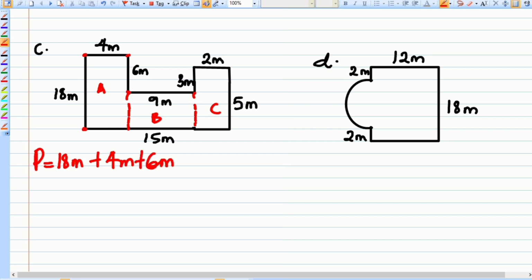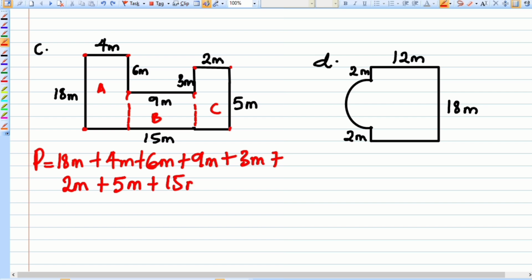We go down to what? 6 meter. From 6 to this point, you see it was clearly given as 9, right? So we're going to add our 9 meter. Plus from 9 we go up again. You see we have 3 meter there. Plus from 3 we go again. We see we have plus 2 meter. From 2 we go down and down. We have 5 meter.